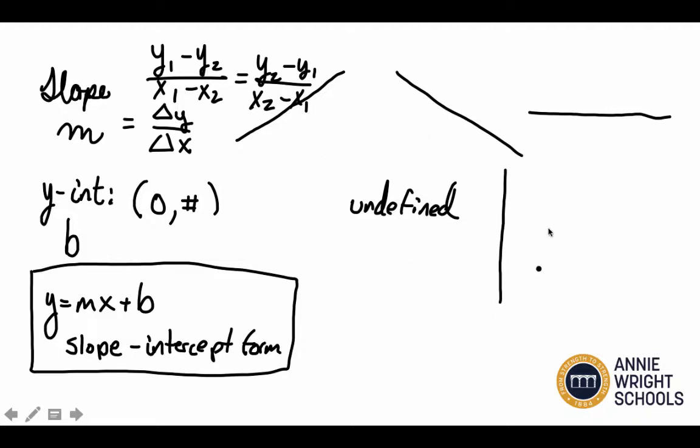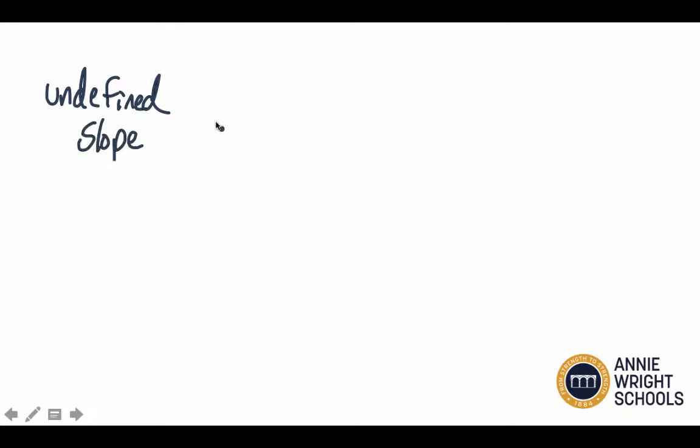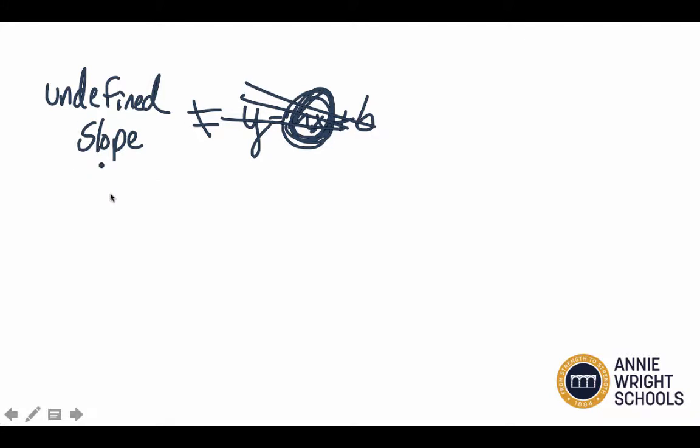Let's talk a little bit about undefined slopes and this form of a line, y equals mx plus b. If you have an undefined slope, then what you need to know is that you cannot use the form y equals mx plus b. This form can only be used when there is a slope. So because there's no slope, we can't use this form of a line. Undefined slopes come from vertical lines, and vertical lines will always have the equation x equals some number.